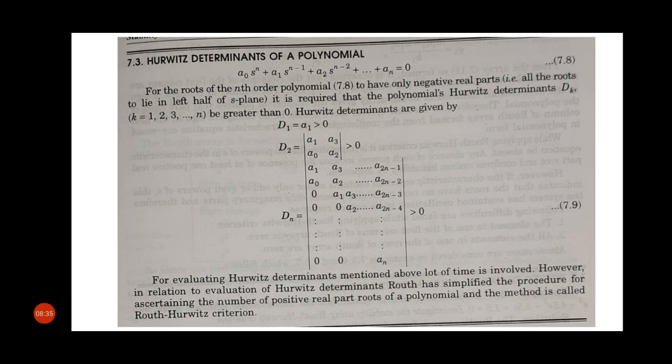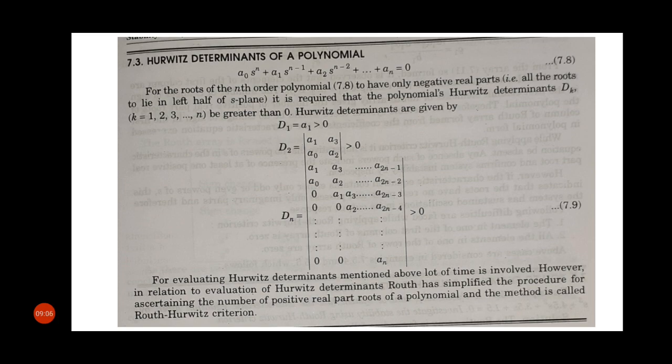So for evaluating the Hurwitz determinants mentioned here, a lot of time is involved. However, in relation to the evolution of Hurwitz determinants, Routh has simplified the procedure for ascertaining the number of positive real part roots of a polynomial, and the method is called the Routh-Hurwitz criteria.